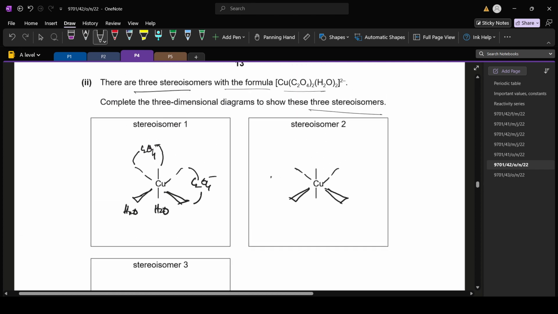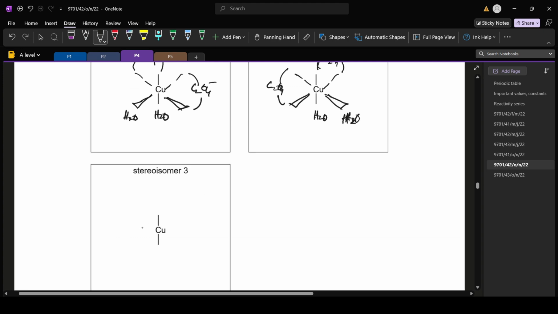So that will be your second isomer, C2O4. The mirror image will be like this, and you have these water molecules. So these are your two mirror images of each other. So this is your optical isomerism. And now you have to draw the geometrical isomerism. So it will be like this.